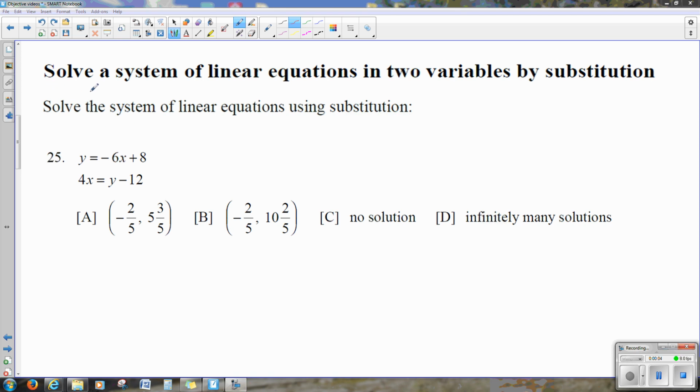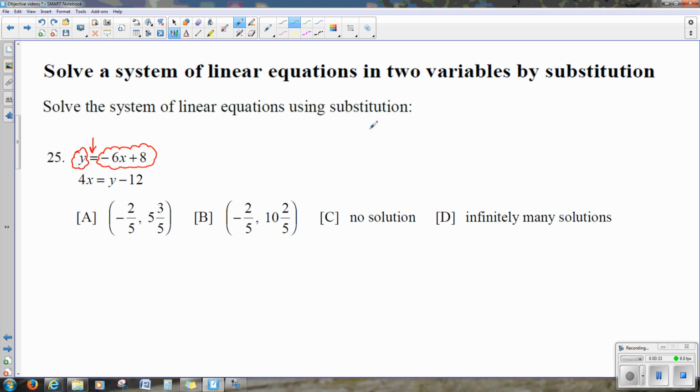Here we're going to be looking at a few examples of how to solve a system of linear equations by substitution. So substitution means that what we're going to be doing is noticing that we know that y equals negative 6x plus 8. This equal sign is telling us that y and negative 6x plus 8 are exactly the same. So they're completely equal to each other.